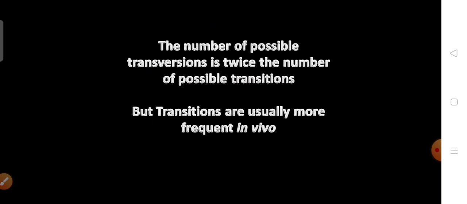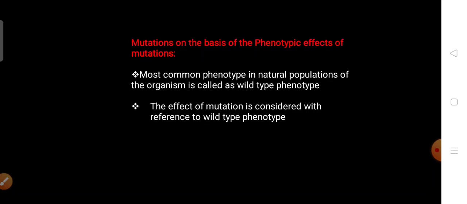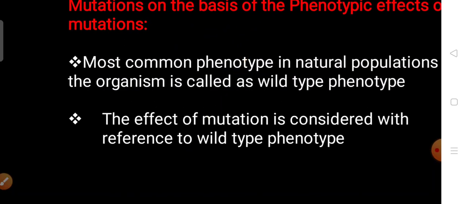The possible number of transversions is twice the number of possible transitions, but transition type of mutations occur more frequently in vivo as compared to transversions.